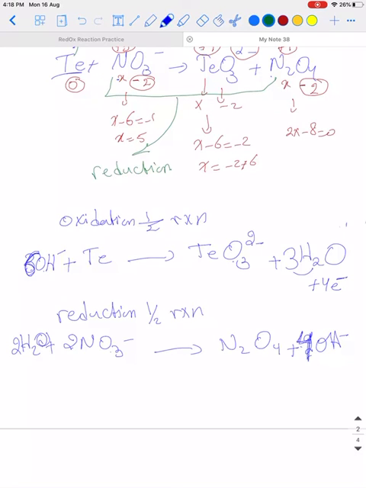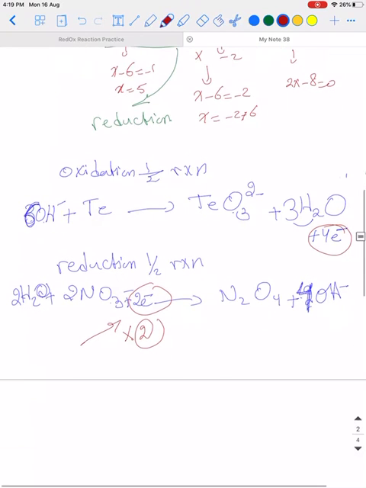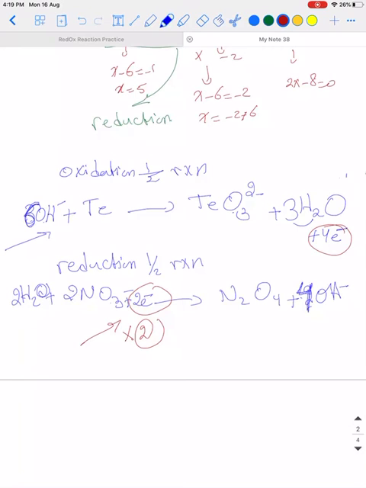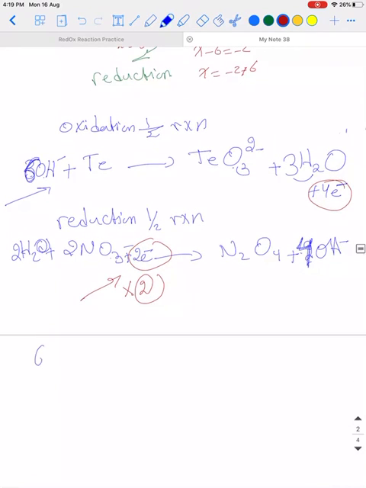Now let us see the charge. 2 minus on the left side, 4 minus on the right. So I have to add 2 electrons such that the charge on both sides is equal. Now, as we said earlier, the number of electrons should be the same. Here we have 4 and 2. They are not the same, so I'm going to multiply this whole equation by 2 to make the number of electrons 4. The first equation, I didn't do anything. I will rewrite it as it is.